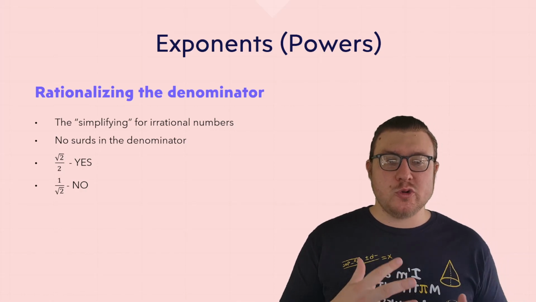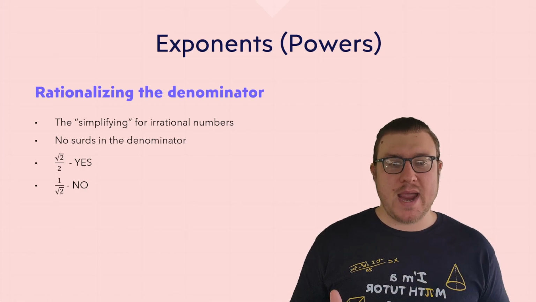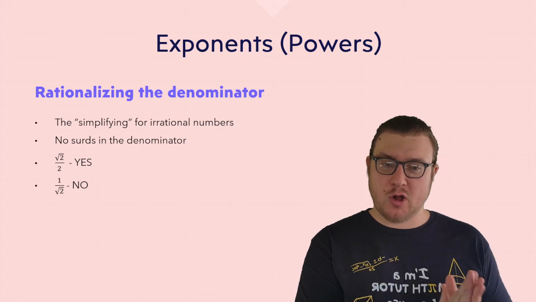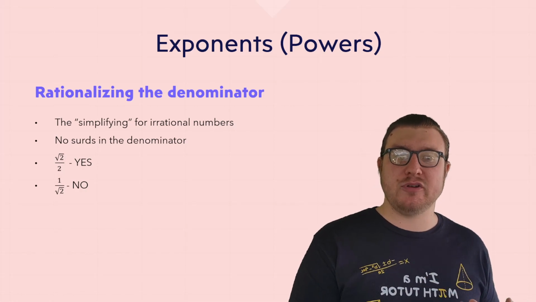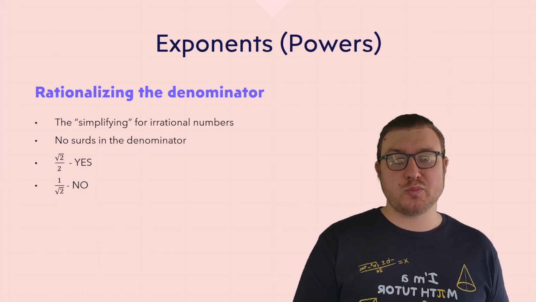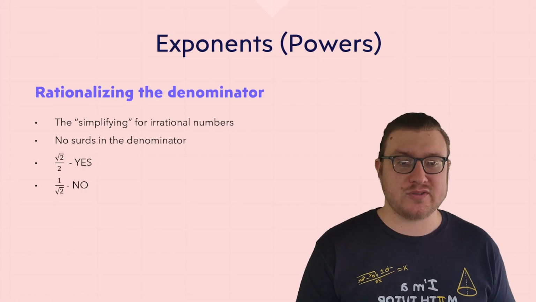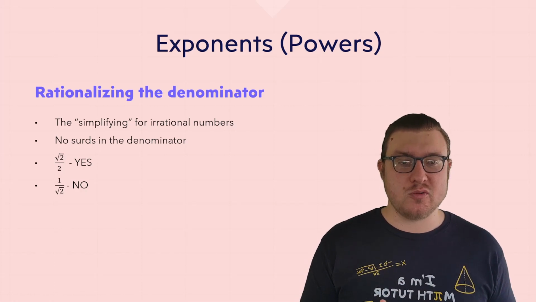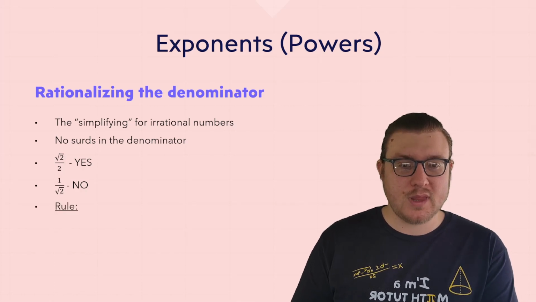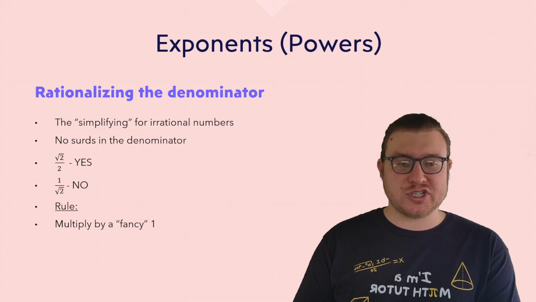Now, when you're doing calculations, it doesn't matter what form you have. Finish the whole question, but at the end, when you have your final answer, you want to present it in this form where the surds are in the numerator only. So let's have a look. What do we actually need to know?